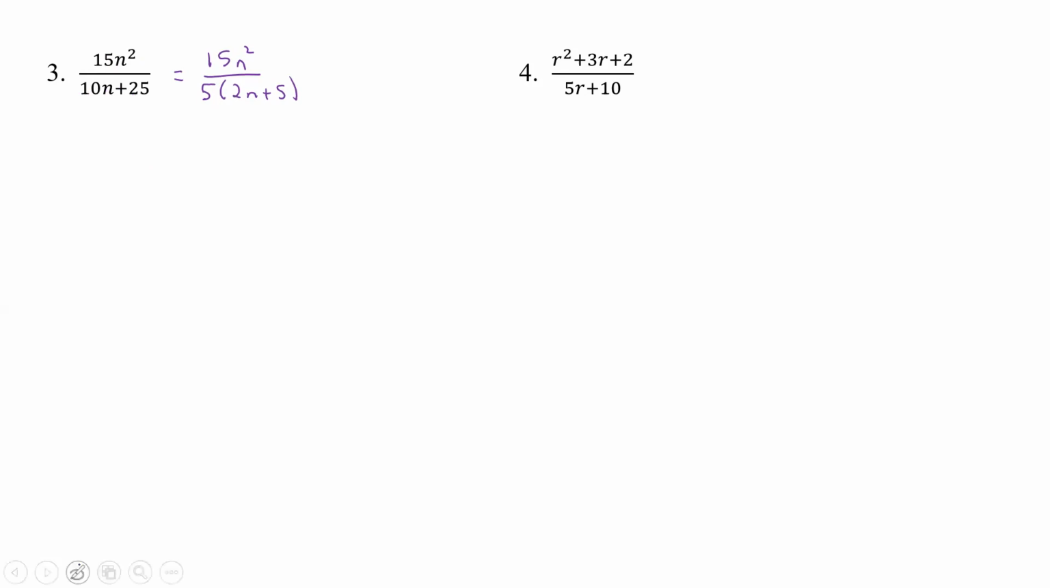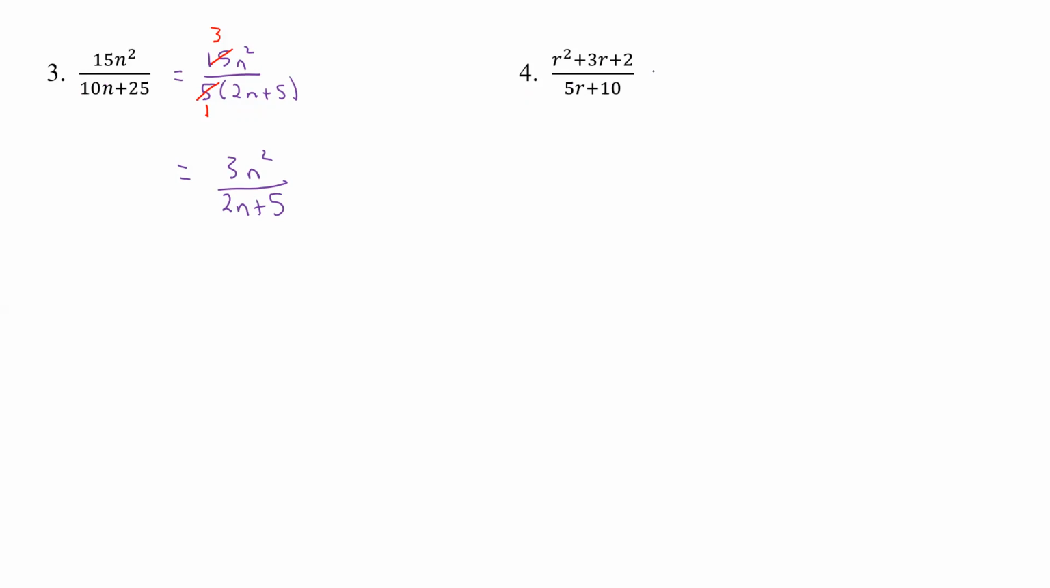Now we can do our factoring or canceling. So that 5 will cancel and leave us with 1. And here, that'll leave us with 3. Nothing else is factorable out or cancelable. And so that gives us 3n squared over 2n plus 5. And that's our final reduced rational expression from the one we started with.